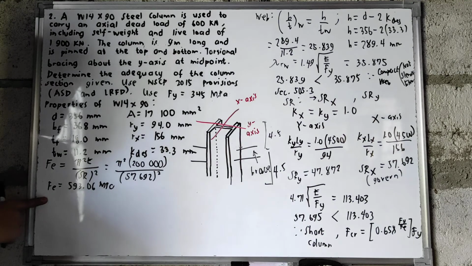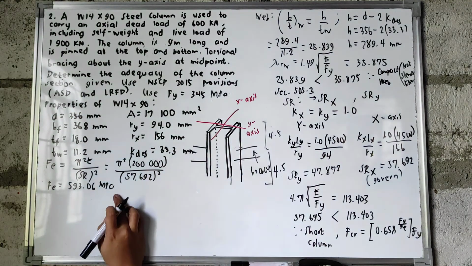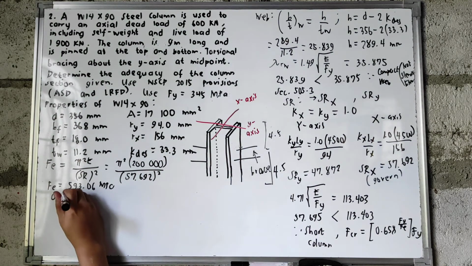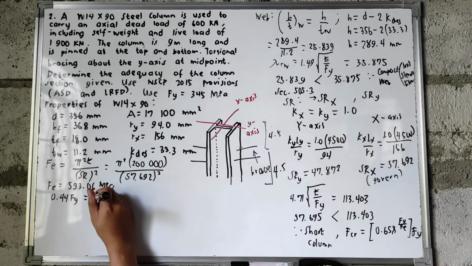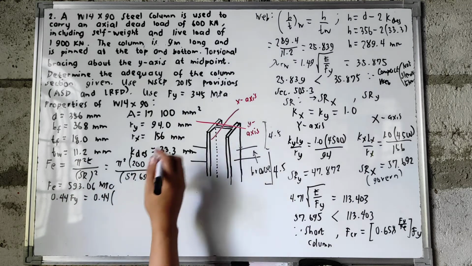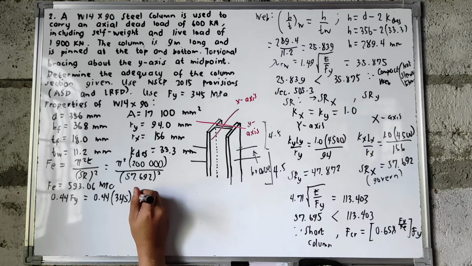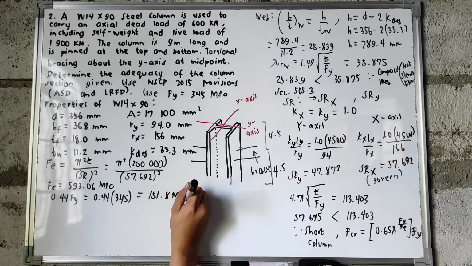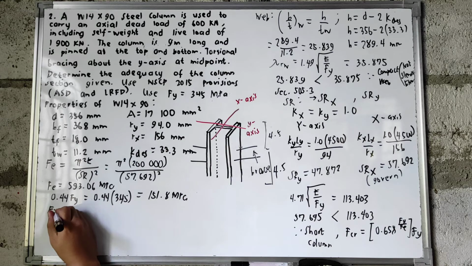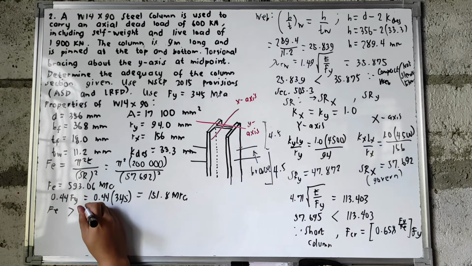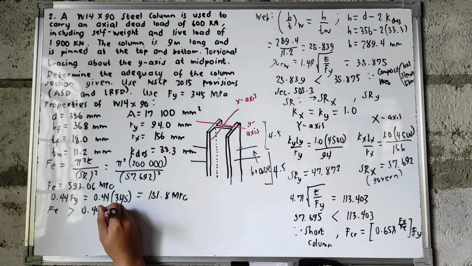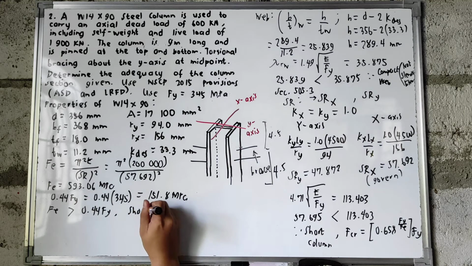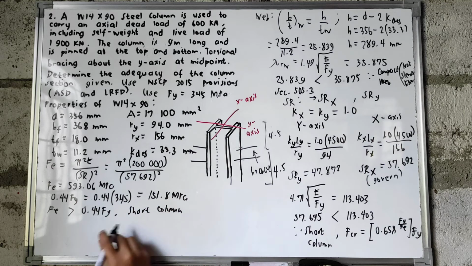So kung gagamitin natin yung Fe, yung nakuha nating Fe, we will just compare that to 0.44 Fy. So 0.44 multiplied by 345. So pagko-compare natin yung Fe natin to the value of 151.8 megapascal. Since Fe is greater than 0.44 Fy, so we have a short column. So otherwise, long column tayo kung less than yung Fe natin.